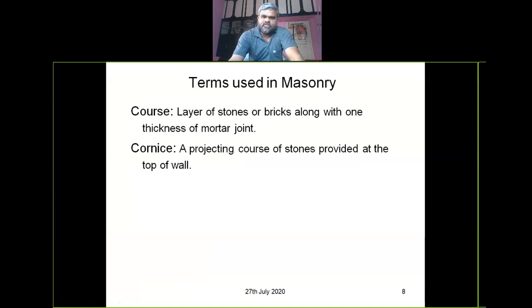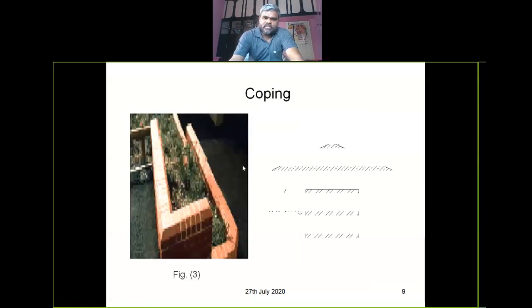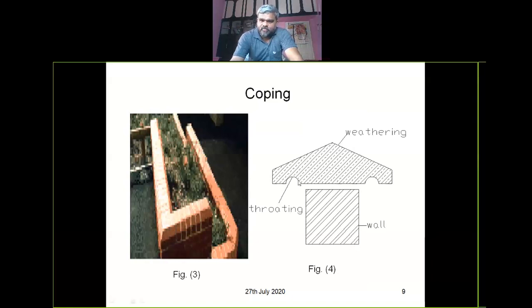Course is a layer of stones or bricks along with one thickness of mortar joint. It is called course, means one layer. Cornice is the projecting course of stones provided at the top of the wall, below the parapet wall. This is called cornice, right? Coping means this is the coping. Sorry, this is throating. This is the coping, right?